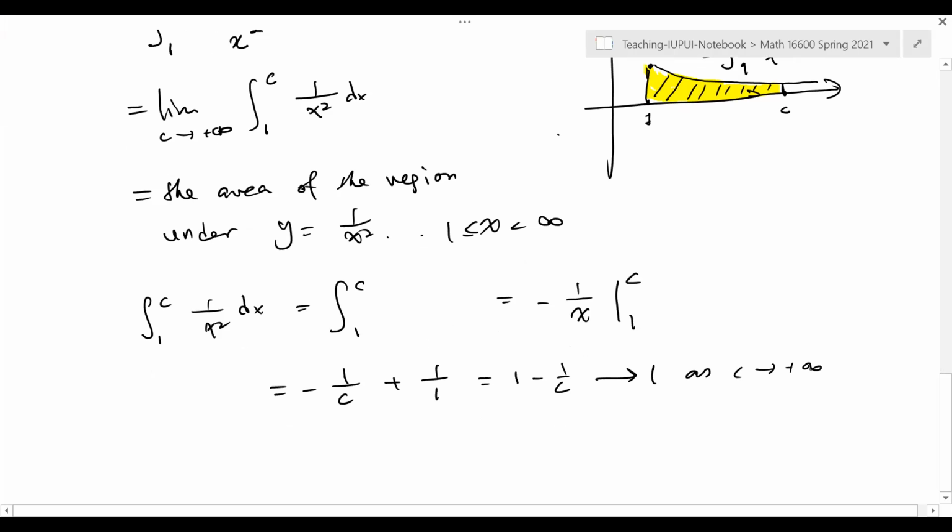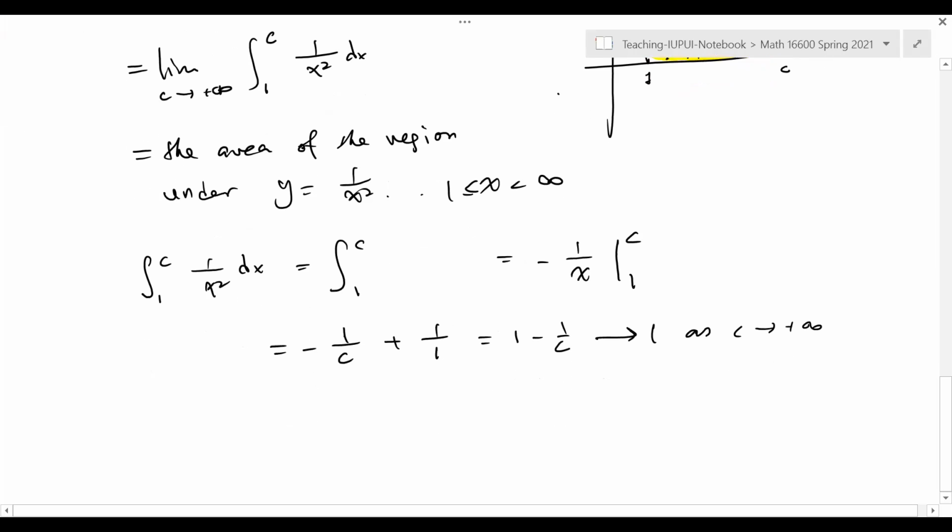So that tells you, first of all, the area of that region is always less than 1 and getting close to 1. So you conclude that the integral of 1 over x squared dx is 1. So that region has a finite area.